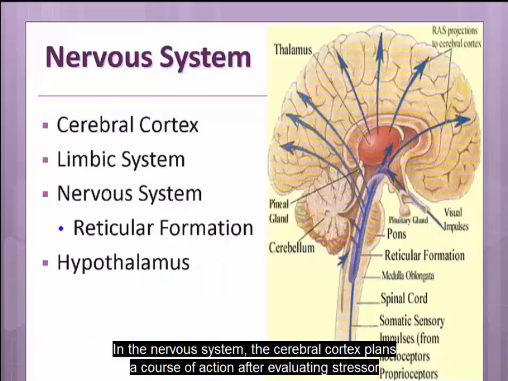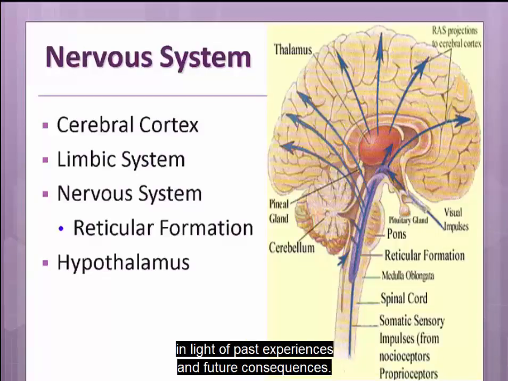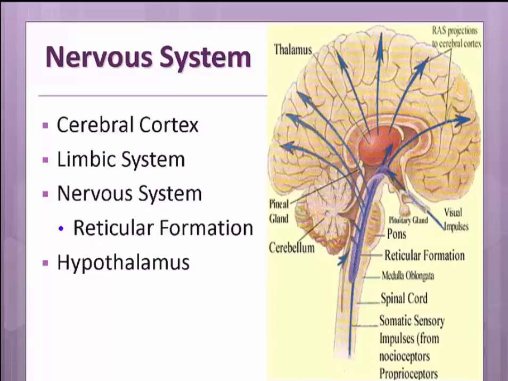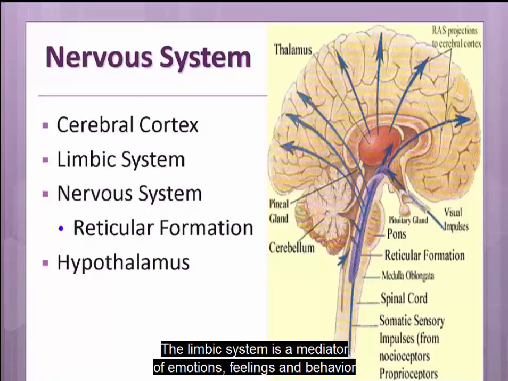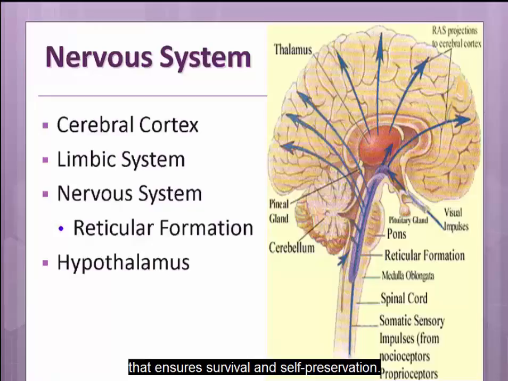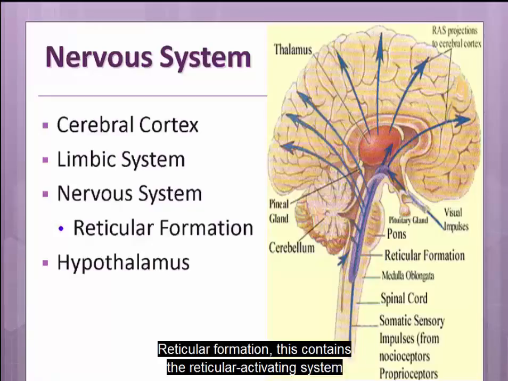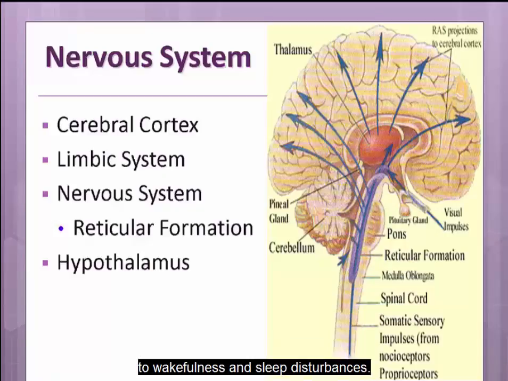In the nervous system, the cerebral cortex plans a course of action after evaluating the stressor in light of past experiences and future consequences. The limbic system is a mediator of emotions, feelings, and behavior that ensures survival and self-preservation. Reticular formation. This contains a reticular activating system to send alertness impulses to the limbic system and cerebral cortex. Stress increases the frequency of alertness impulses and leads to wakefulness and sleep disturbances.